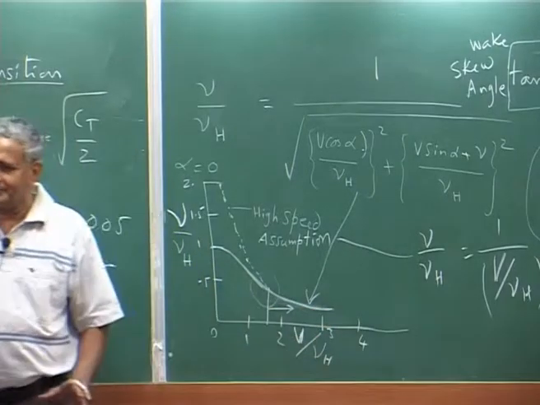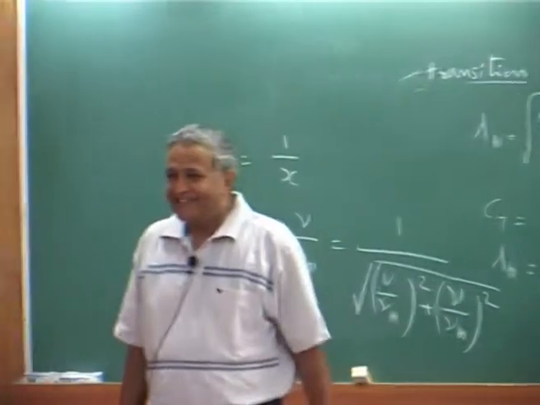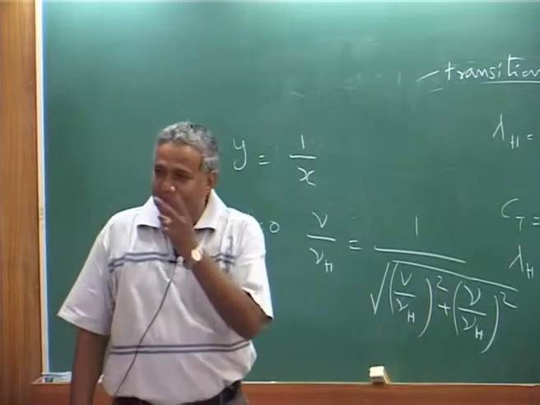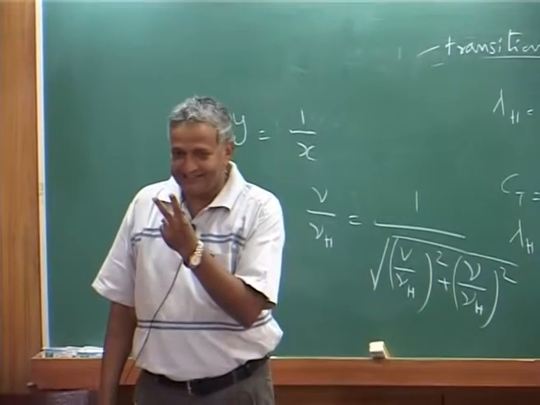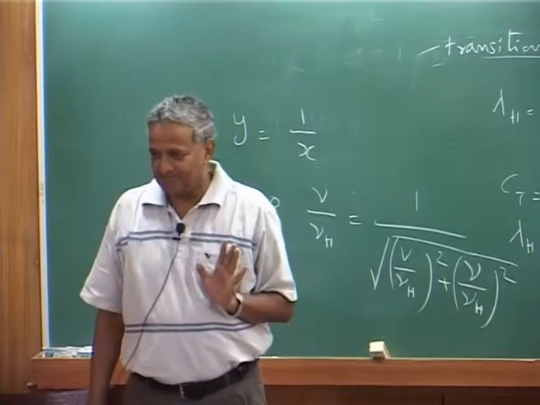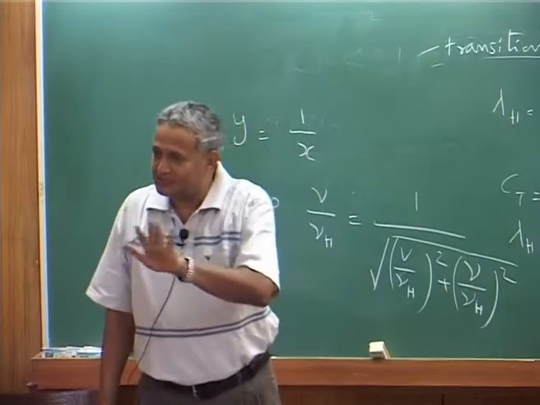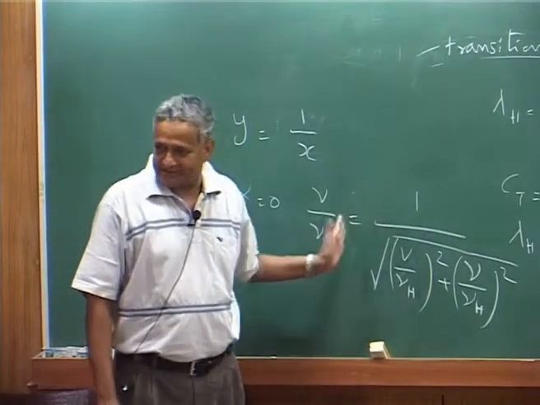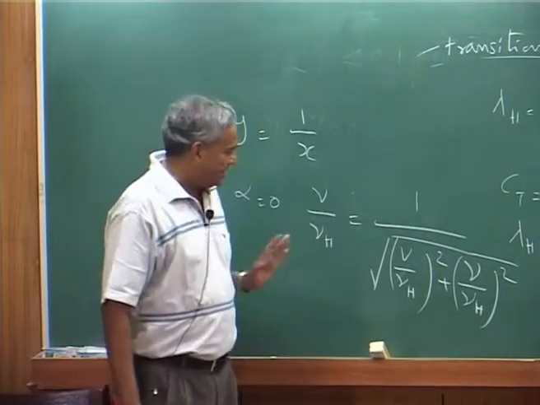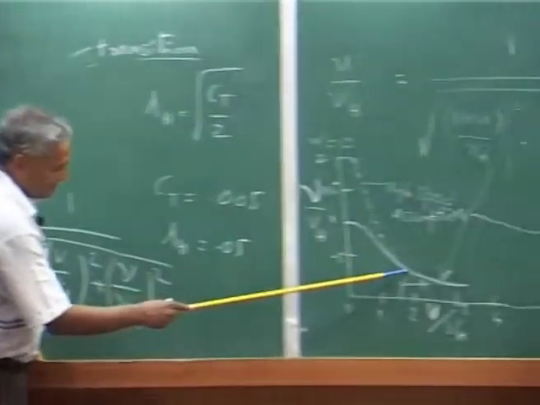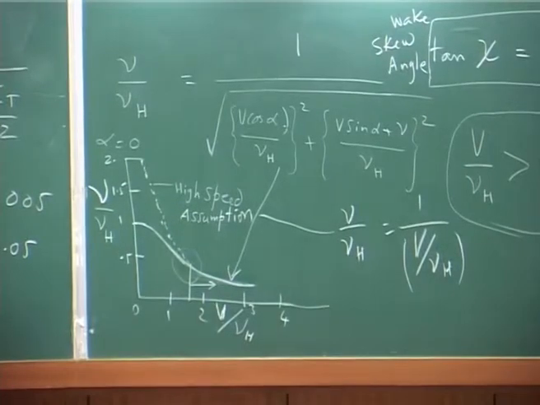But actually, we misinterpreted. Is it still clear or not clear? I am plotting two curves, okay. One curve with the high speed assumption, another curve with no assumption, straight away directly from here. This is the momentum theory, okay. Now I plot this curve, it is this. When I make a high speed assumption, that is this curve.